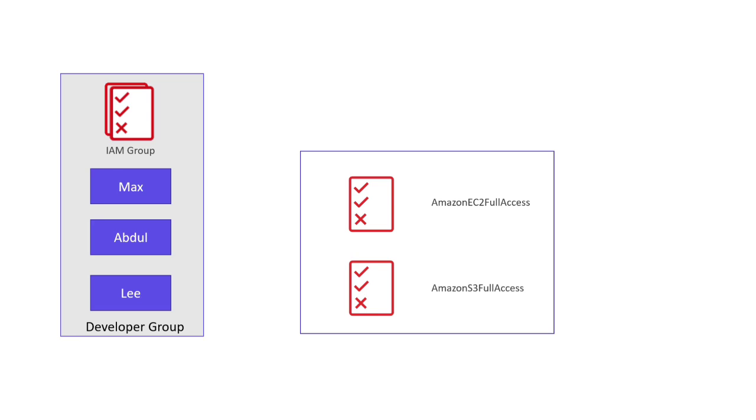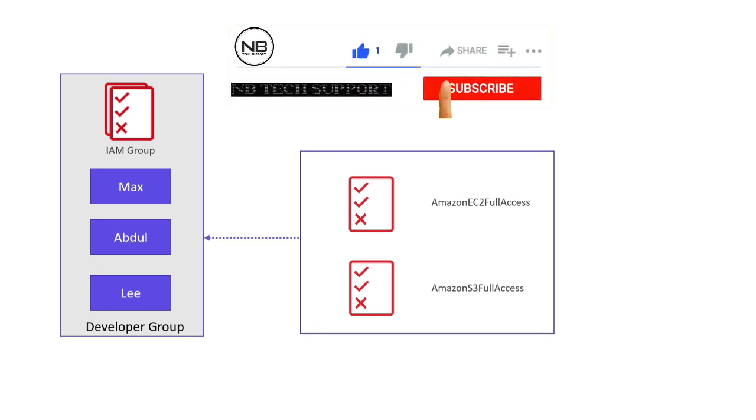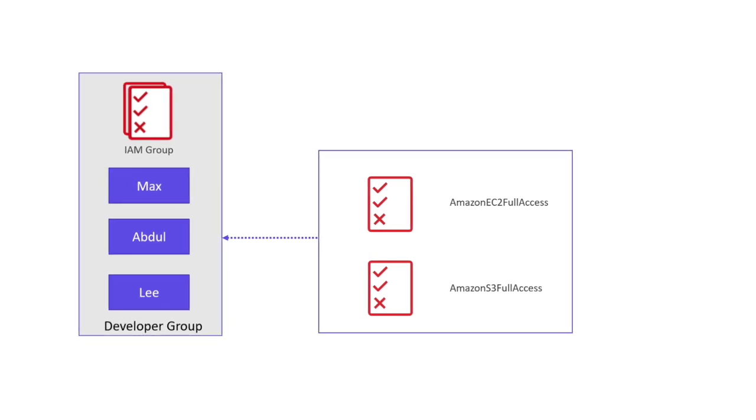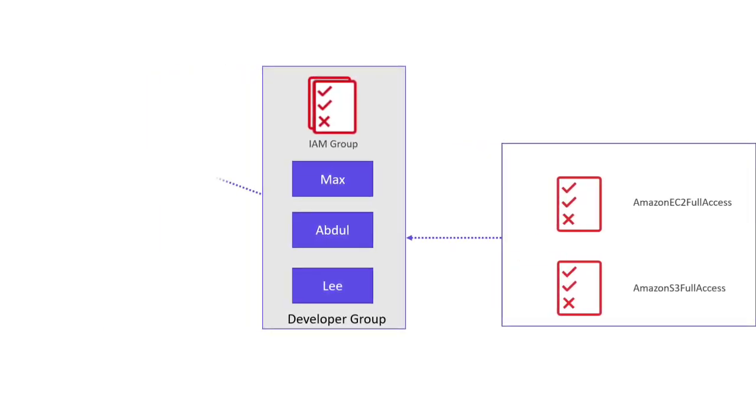This way, we can directly attach the policies to the group rather than having to assign them to individual users. If we want additional permission for any user in a group, we can also attach specific policies to an individual user in the group. Once permission has been attached to the group, the users part of the developer group have complete access to EC2 and S3 service in AWS.